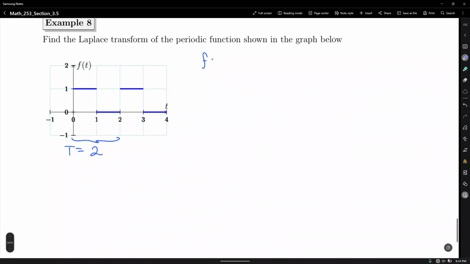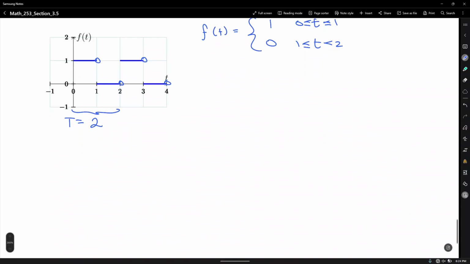As a piecewise function, f of t equals 1 if t is between 0 and 1, and 0 if t is between 1 and 2. Again, open circle, open circle, open circle, open circle.